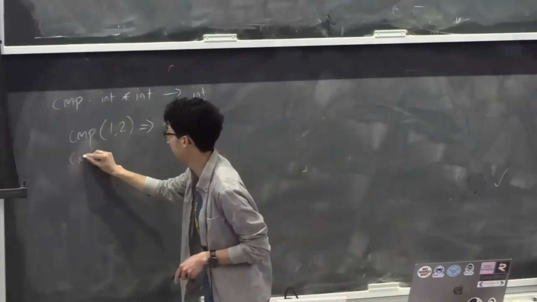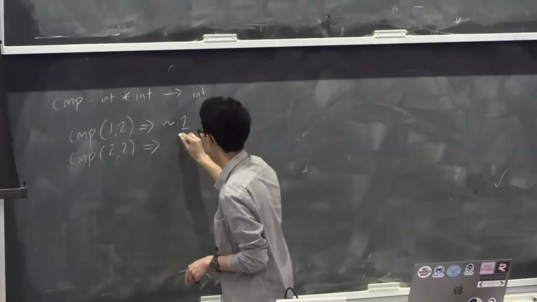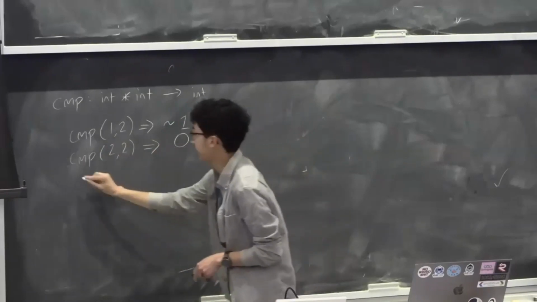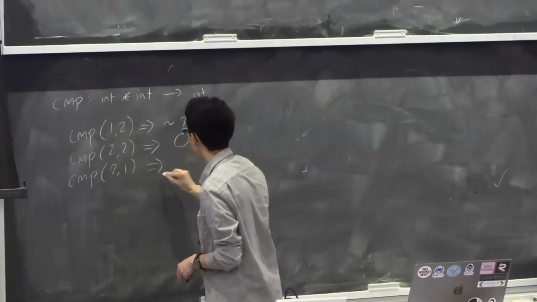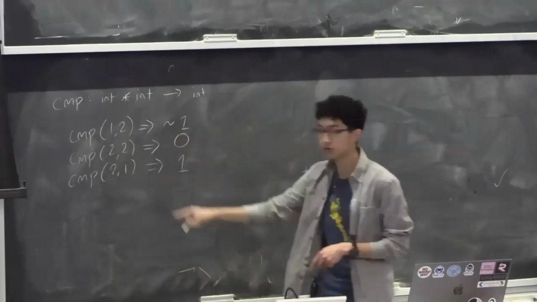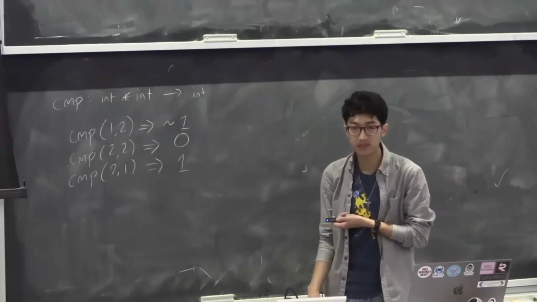And they say that CMP of 2, 2 goes to 0 because they're equal. And they say that CMP of 2, 1 goes to +1 because 2 is greater than 1. But now what does this look like for a consumer of this data?